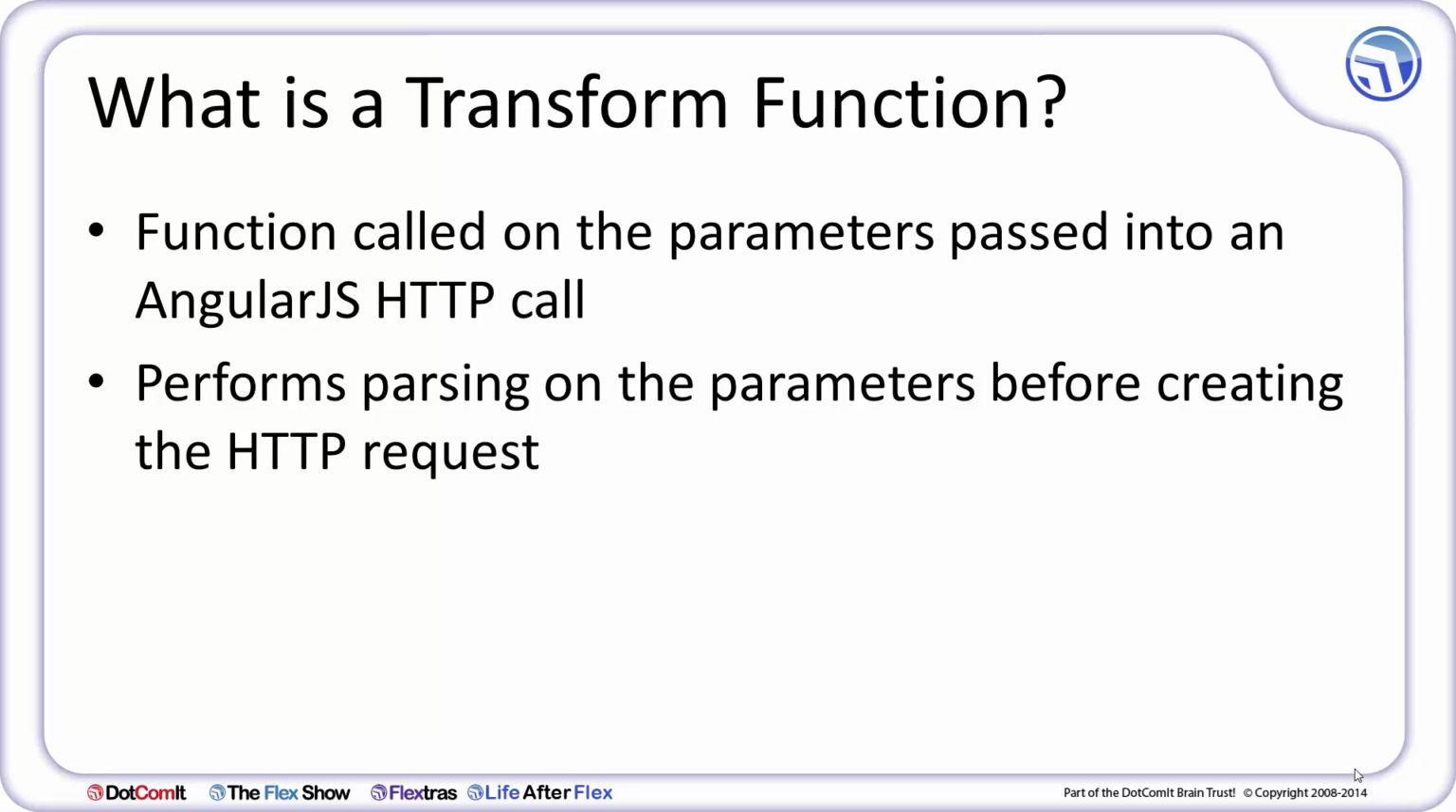So first, what is a transform function? A transform function is a function that is used in conjunction with an HTTP request. Before the HTTP request is called, the transform function is called on the data, specifically the parameters that you're passing as part of that request. And you can set up a transform function globally on the Angular HTTP service object. So that means every call will use the same transform function to pre-process your parameters before making the HTTP call.